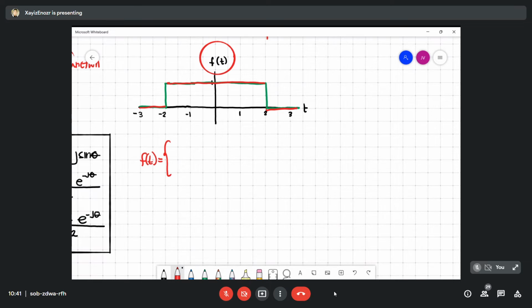Okay, 1 and 0. Therefore, 1, tsaka 0. So, kailan siya 1? Kailan siya 0? So, let's umpisa natin sa 1. Kailan siya 1? Between negative 2 up to 2. So, therefore, you have negative 2, okay, hanggang 2. Ibig sabihin, from the range ng negative 2 up to 2, ang value ng function mo is 1.